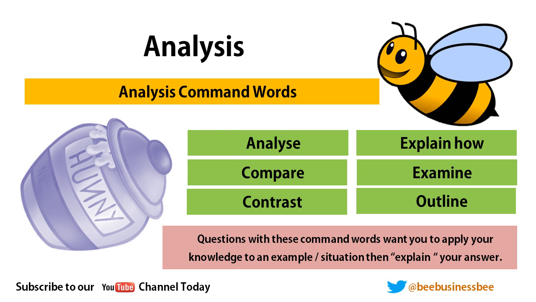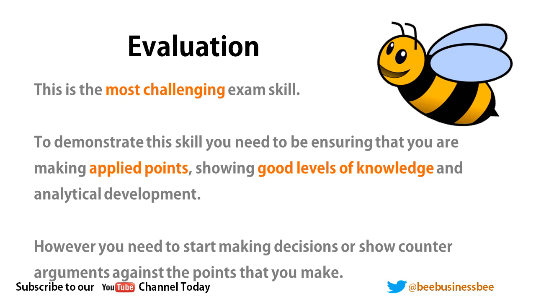Then last but not least we have the hardest one, which is evaluation. That is always the most challenging exam skill or assessment skill that you've got. Now to demonstrate this skill you need to make applied points. You need to show good levels of knowledge and you need to show analytical development to your answer before you get there. But what you tend to do with evaluation is you start to make a decision, or you make counter arguments. So you show me both sides. So you use things like however, on the other hand, or it could be argued that, or in conclusion I feel that. Notice that all you're doing is you're trying to pull it all together.